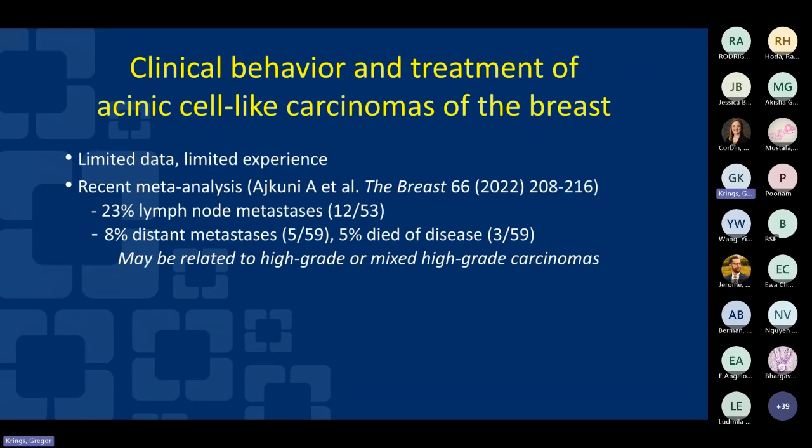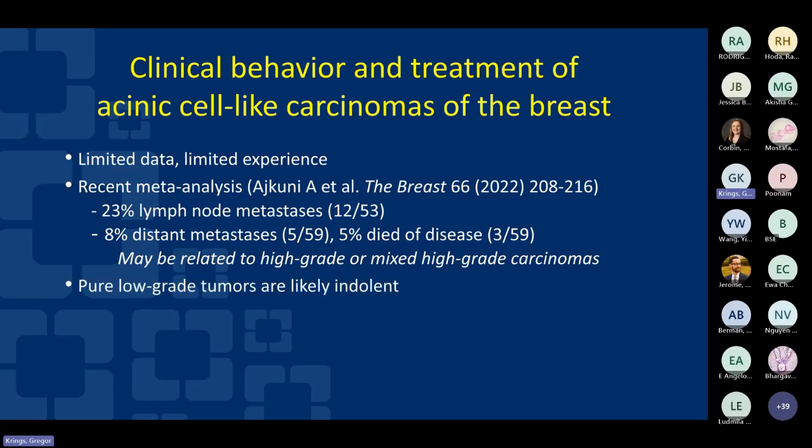In terms of clinical behavior, there's, again, very limited data. There's limited clinical experience with these tumors. From a recent meta-analysis, 23% of tumors were found to have lymph node metastasis, 8% distant metastasis, and 5% of patients died of disease. Although I will note that this data may be a little bit skewed because these tumors that were more aggressive all had either high-grade features or were associated with carcinomas that were high-grade, which may skew the data significantly in that direction.